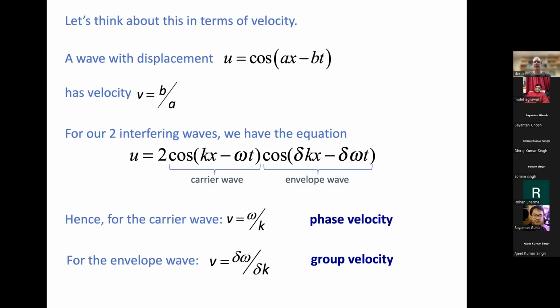So let's think about this in terms of velocity. A wave with displacement u equals cosine (ax minus bt) has velocity b over a. So for our two interfering waves, we have the equation of the carrier wave with velocity omega over k. This is called the phase velocity. And for the envelope wave, we have velocity d omega over dk, and that's called the group velocity.